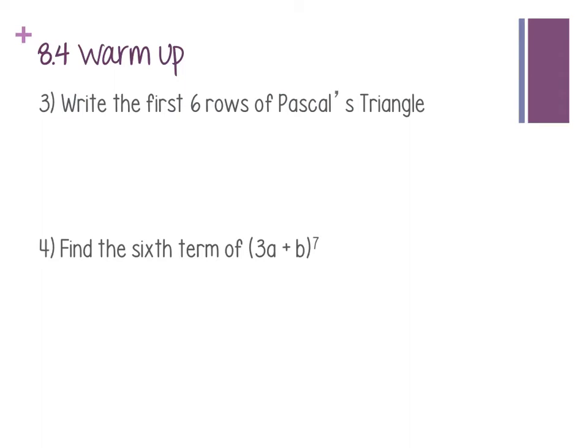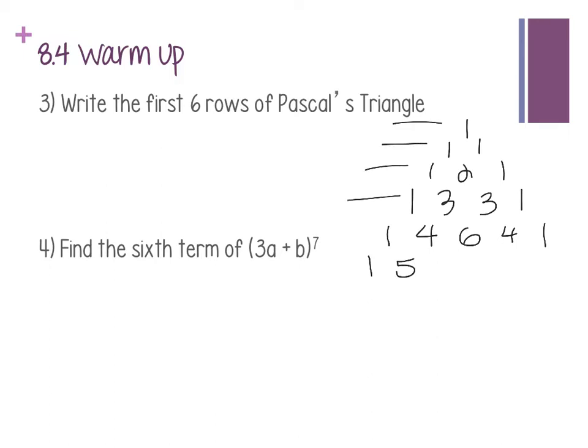All right, number 3, write the first 6 rows of Pascal's triangle. So this would be row 0, but it is technically the first row. It's 1, 1, 1, 1, 2, 1, 1, 3, 3, 1, which is the one we just used. 1, 4, 6, 4, 1, 1, 5. Wait, that's 0, 1, 2, 3, 4, 5. 10, 10, 5, 1. There's my 6 rows of Pascal's triangle. So remember that this would mean that n is 0, n is 1, n is 2, n is 3, n is 4, n is 5.